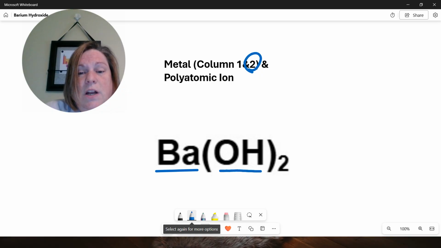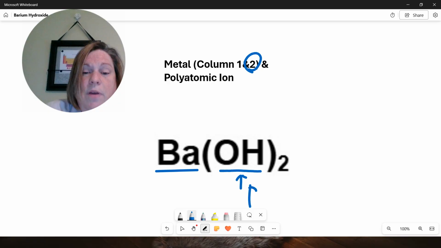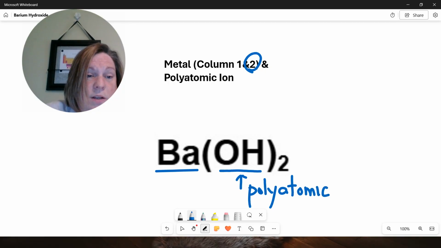And then we have oxygen and hydrogen. And this should tell us that when we have more than 2 capital letters, we have a polyatomic ion present. So this is going to be a metal found from column 1 or 2 paired with a polyatomic ion. So that's where that chart's going to come in handy.